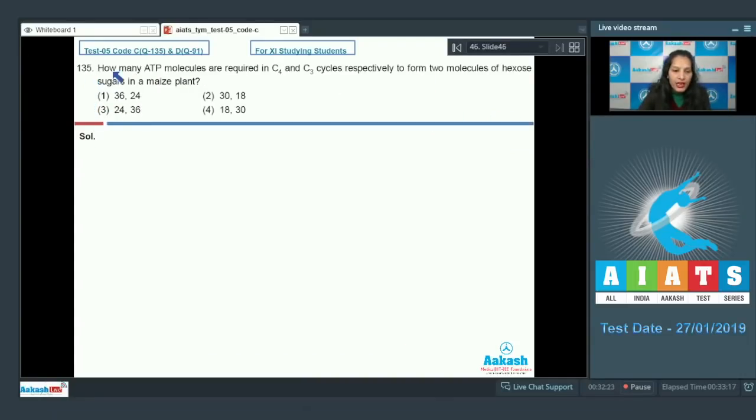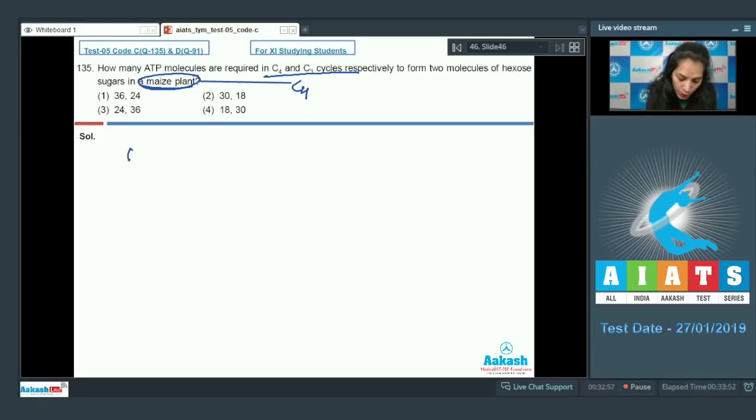Question number 135. How many ATP molecules are required in C4 and C3 cycles respectively to form 2 molecules of hexose sugars in a maize plant? First option 36 and 24, second 30 and 18, third 24 and 36, fourth 18 and 30. See, the C3 and the C4 pathway in the maize plant. Maize plant is a C4 plant in which both C3 and the C4 pathway will take place.